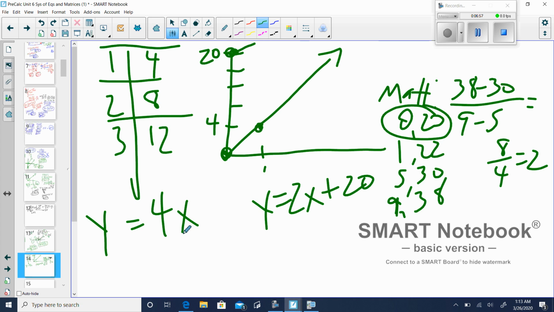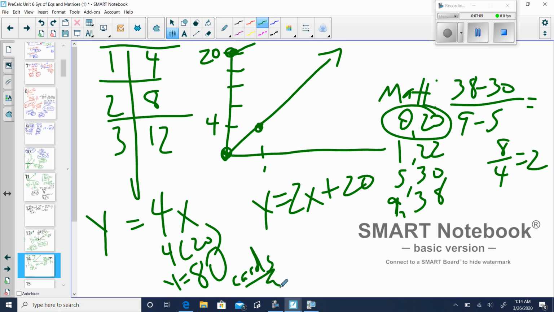Who's going to have more cards in week 20? Substitute 20 in for x here. Seth in week 20 is going to have 80 cards. Cards are our units. We want to be able to do dimensional analysis, so please put those units in.